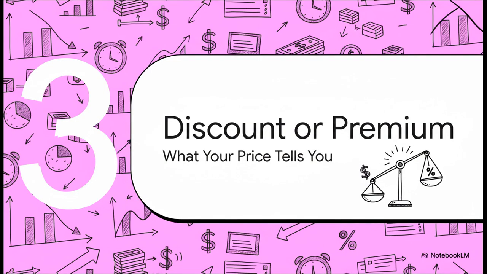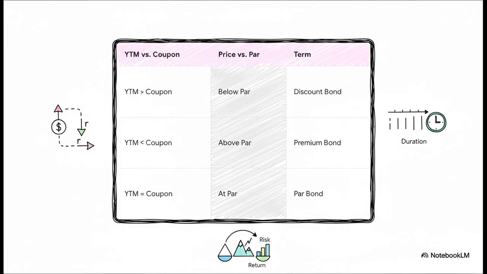So this means a bond's price isn't just some random number. It's actually telling you a story. It's telling you exactly what has happened to interest rates in the world since that bond was first born. And it breaks down pretty simply. If the market yield, the YTM, is higher than your bond's fixed coupon, then your bond has to sell for cheap. It trades at a discount, below its par value, to attract buyers. But if the market yield is lower than your coupon, now your bond is a hot commodity. It trades at a premium above par value. And if, by some chance, they're exactly the same, it trades right at par.